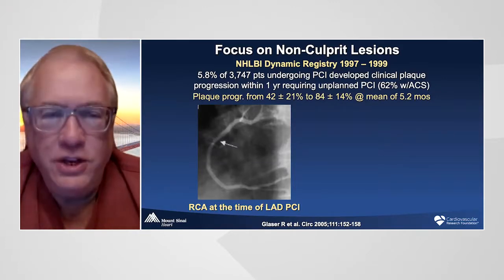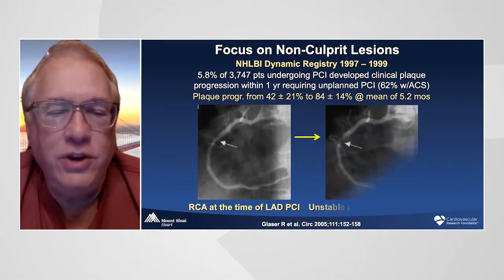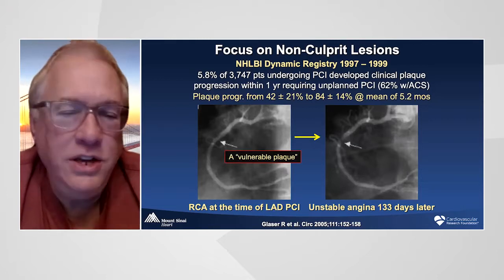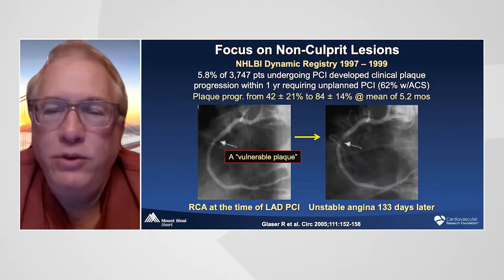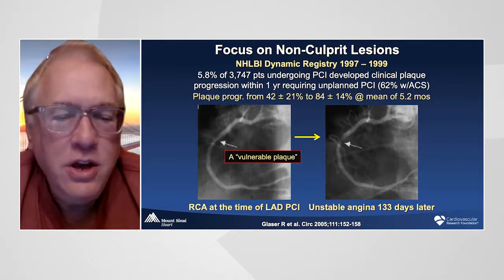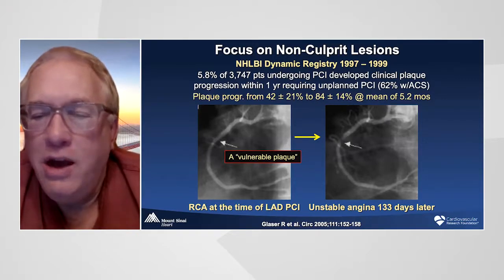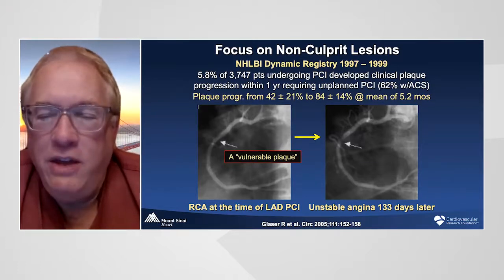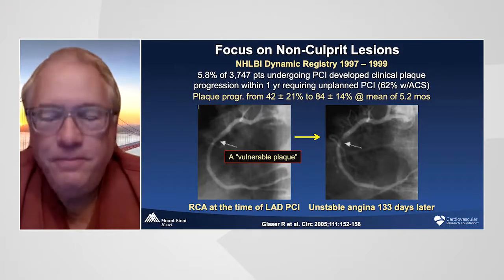In contrast, we want to be treating so-called vulnerable plaque, and a clinical diagnosis of vulnerable plaque are those lesions that place patients at risk for future major cardiovascular events. I got interested in this way back from the NHLBI Dynamic Registry, which pointed out that among patients with so-called stable coronary artery disease undergoing PCI, about 6% of about 3,700 patients within a year had rapid lesion progression of these very mild looking atherosclerotic stenoses, often presenting with acute coronary syndromes.